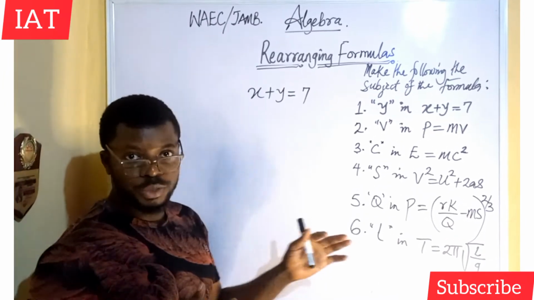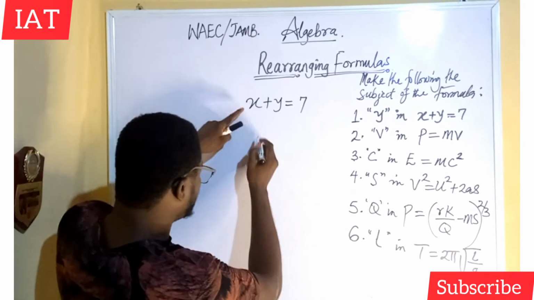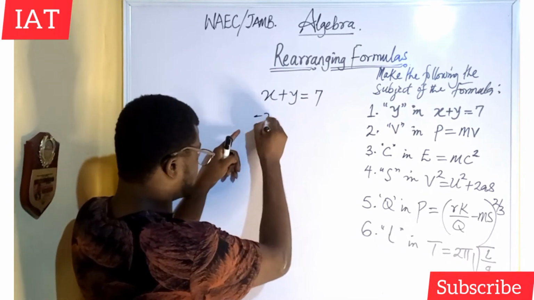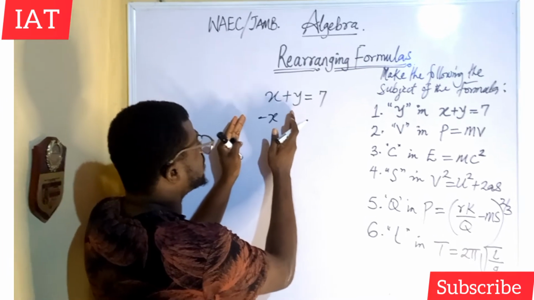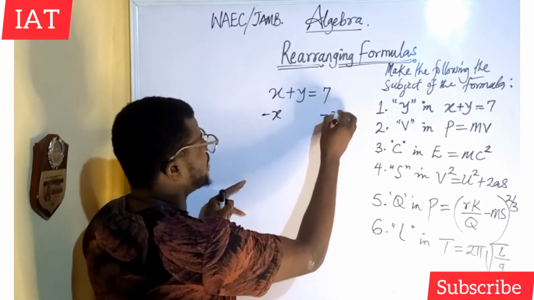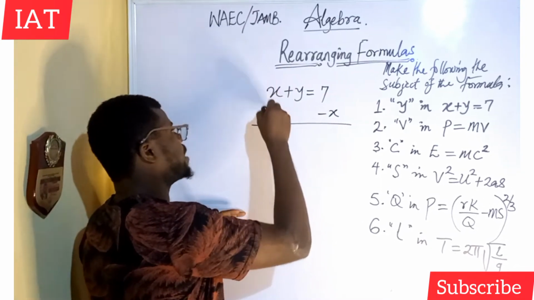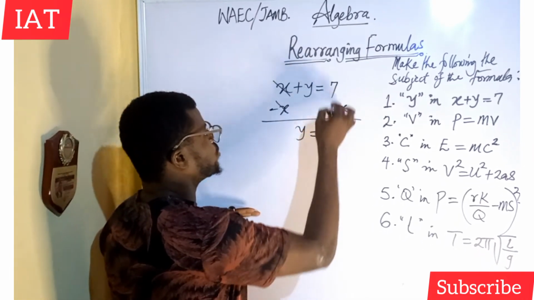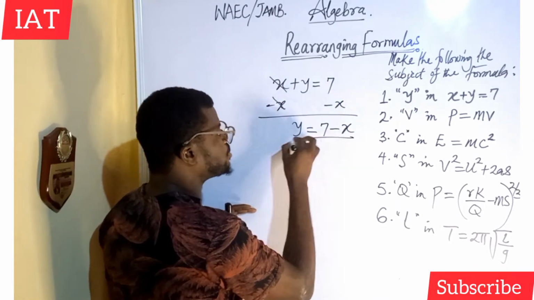We have a lot of ways we can approach this problem, but one of the simple ways is to subtract x from both sides of the equation. If I subtract x from the left hand side, and also subtract x from the right hand side, it is simple that you can easily say that x minus x is 0, it will cancel out. All we are left with is y equal to 7 minus x. And this stands to be the answer.